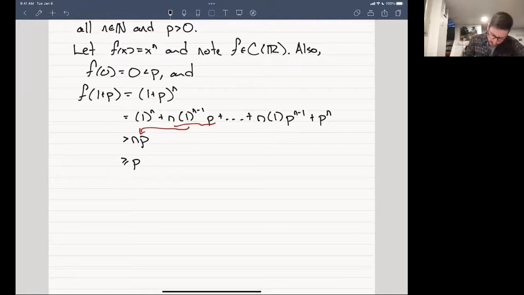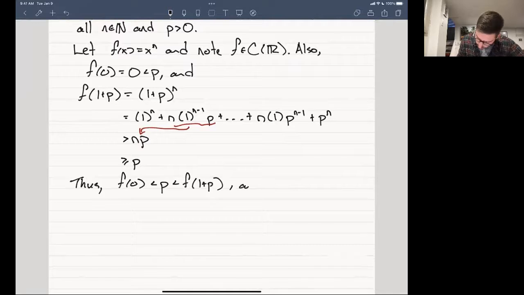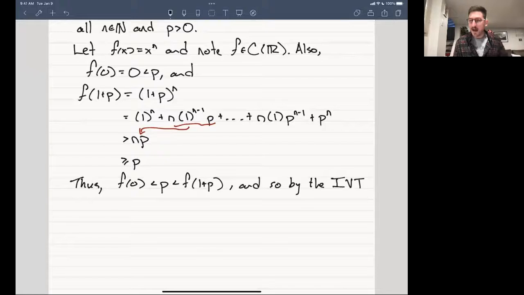But this tells me thus f of 0 is less than p, which is less than f of 1 plus p. And so by the intermediate value theorem, IVT in this case, intermediate value property, IVP, intermediate value theorem, IVT.